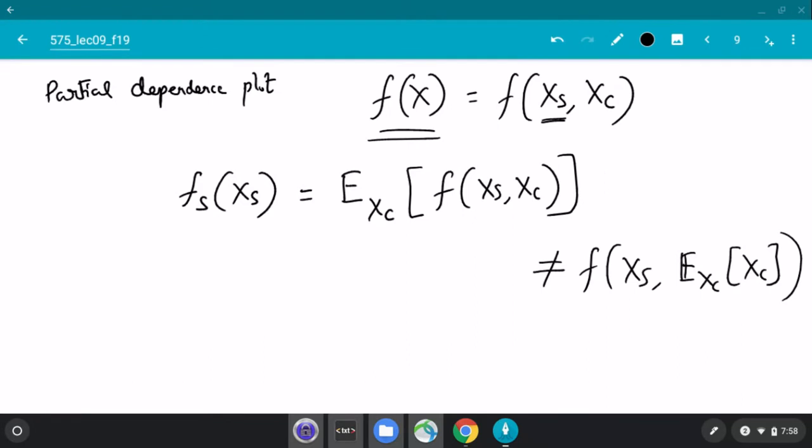You can push the expectation inside a function if they are interchangeable, right? When are they interchangeable? When this function is linear. So when f is linear, if it's beta 1 times xs plus beta 2 times xc, then of course you can push the expectation of xc into the second term only. But not just uniform stuff. That's the partial dependence plot. It's a plot only because once xs is two-dimensional, you can plot it and see the trends, see how the output varies as you vary the inputs.